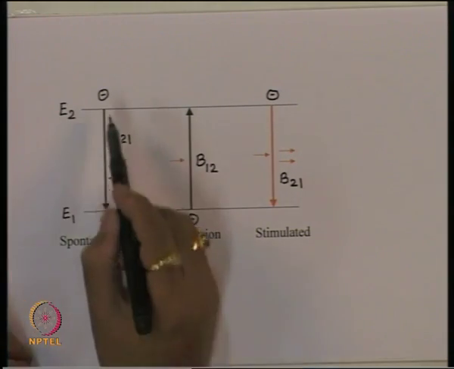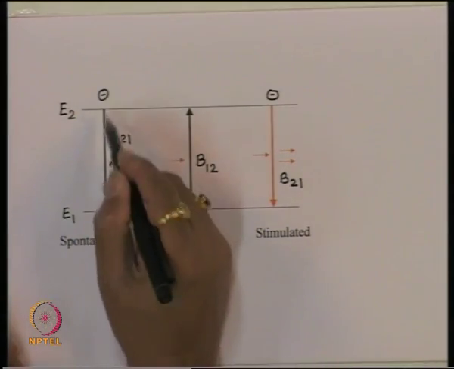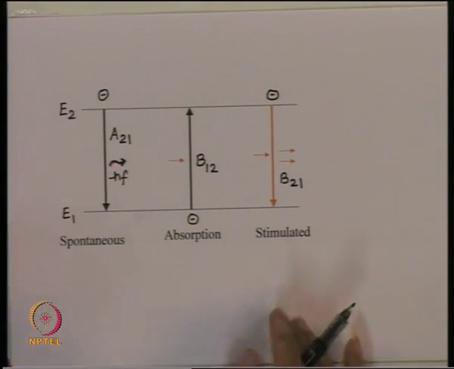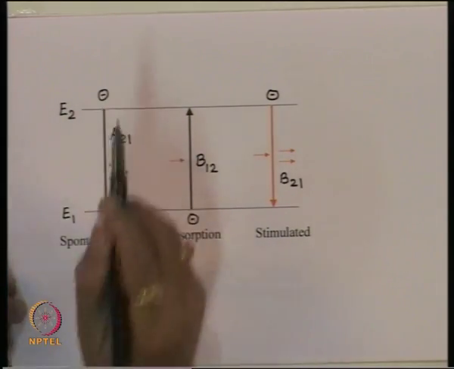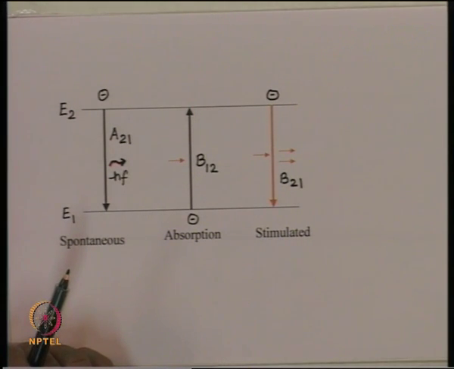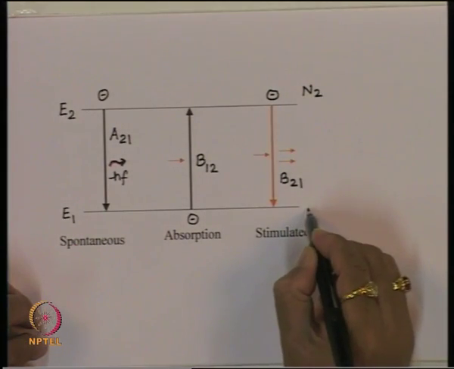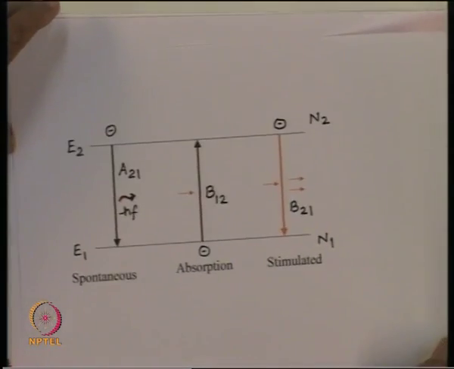So, now we can say that if you have electron density here, the rate of electron transition downwards by its own nature, by spontaneous nature, will be proportional to the number of electrons present in the upper energy level. So, now we can write down essentially the equations for these processes. So, we say if the electron density in the upper level is N2 and the electron density in the lower level is N1, then we can write down the equations for three processes as follows.